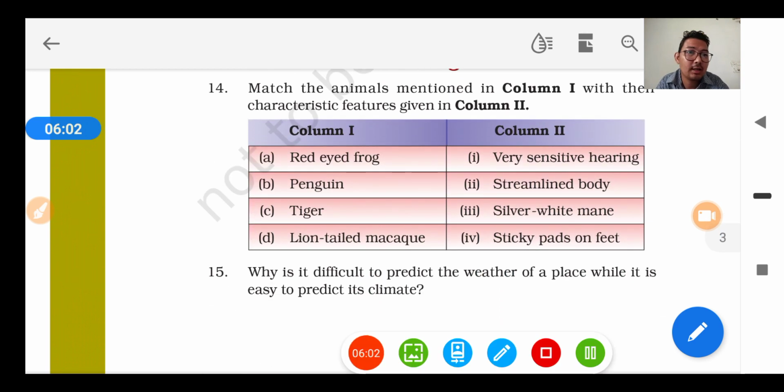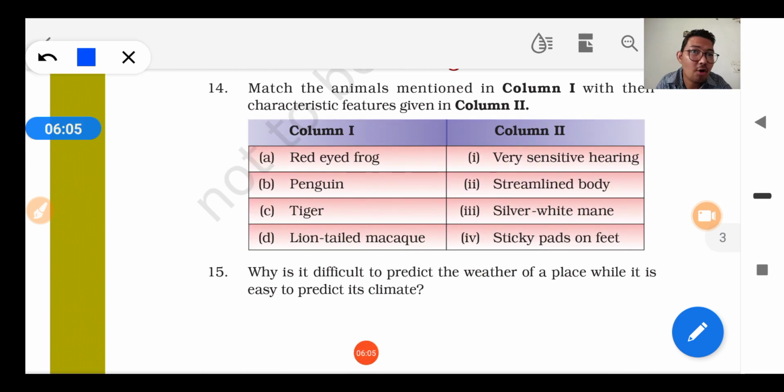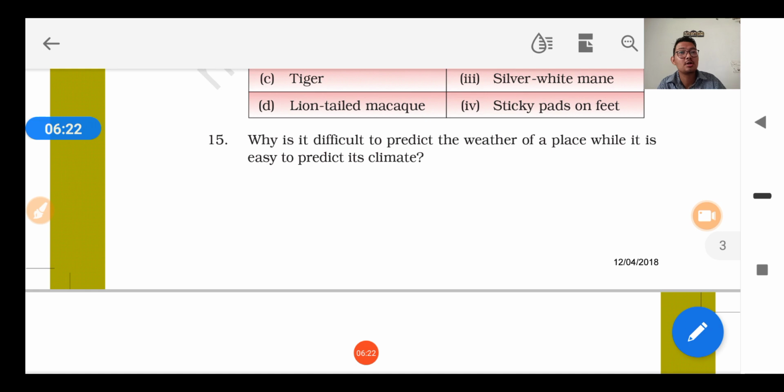Question number 14. Match the columns. Red-eyed frog, sticky pads; tiger, sensitive hearing; long-tailed macaque, stream; and penguins have a streamlined body. So I hope you got the point.